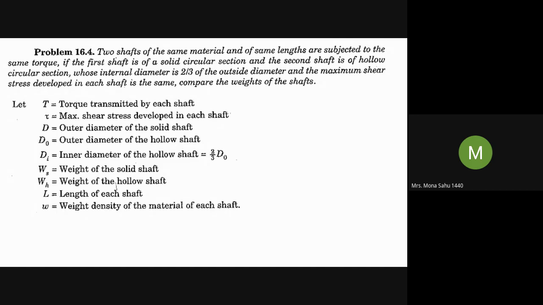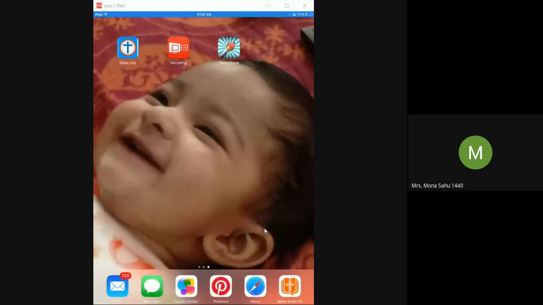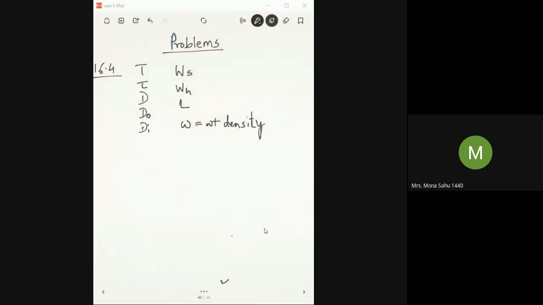I'll shift to the iPad now. I'm going to stop sharing. I'm going to go a little fast in today's class because of lack of time, so please bear with me. If you have not written down, take a screenshot. I hope you're able to see my screen. So that is what is given in the problem.